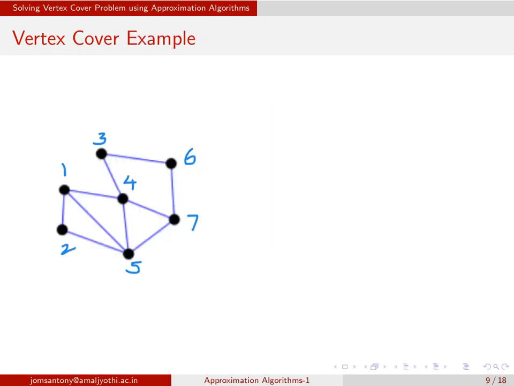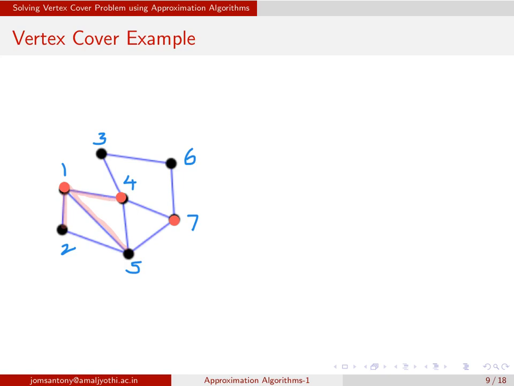In this graph, suppose I am choosing vertices 1, 4 and 7 and checking whether they form a vertex cover. To do so, we should look at all the edges covered by vertices 1, 4 and 7. By saying the edges covered by vertex 1, it means the edges having vertex 1 as one of its endpoints. So the edges covered by vertex 1 are (1,2), that is this one, (1,5), and (1,4).